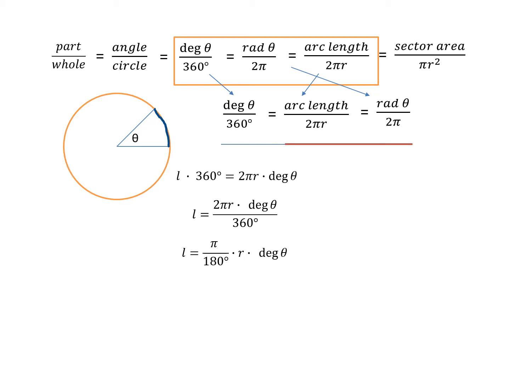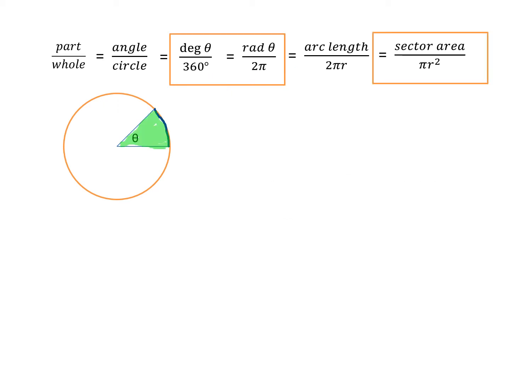Looking at the 2 expressions on the right and cross multiplying, we get the arc length times 2 pi equals 2 pi r times the radian measure of theta. So now the arc length is 2 pi r times the radian measure of theta divided by 2 pi, which is L equals r times the radian measure of theta, familiar to a lot of students as L equals r theta. Which would you prefer to work with?